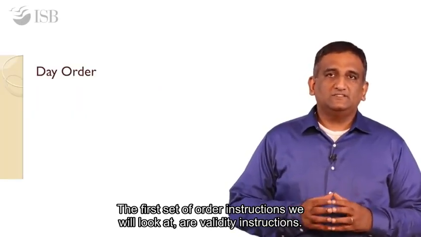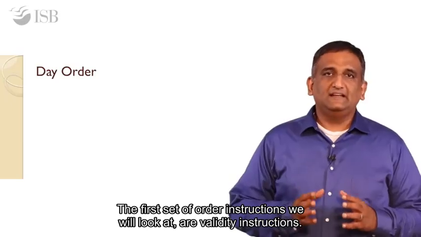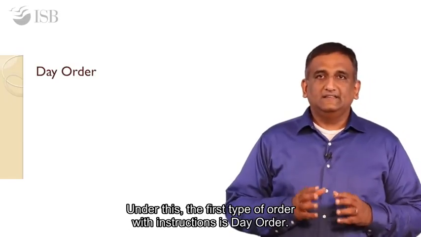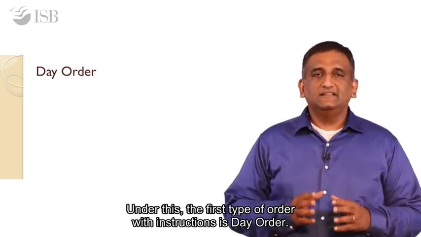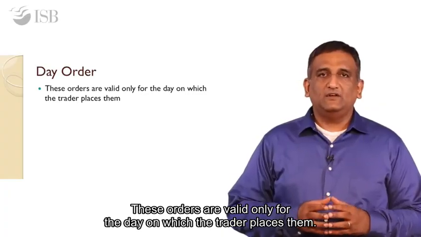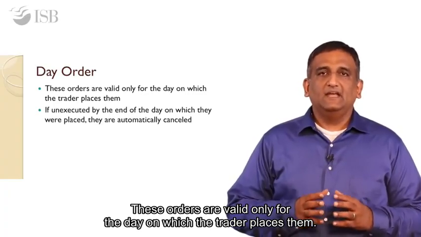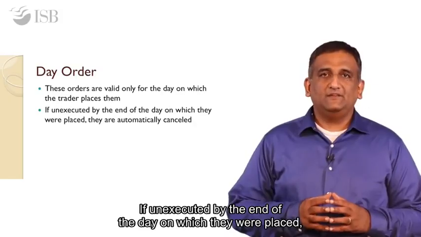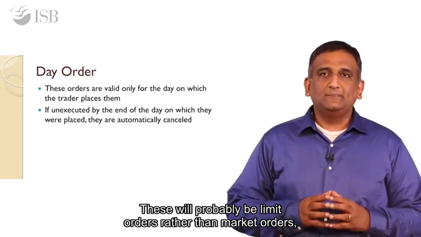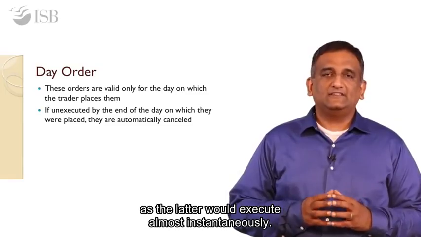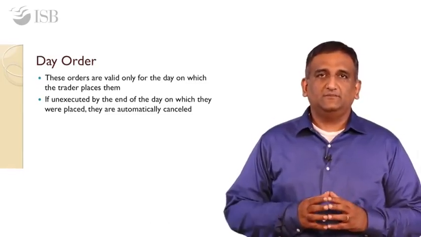The first set of order instructions we will look at are validity instructions. Under this, the first type of order with instructions is day orders. These orders are valid only for the day on which the trader places them. If unexecuted by the end of the day on which they were placed, they are automatically cancelled. These would typically be limit orders rather than market orders, as the latter would execute almost instantaneously.